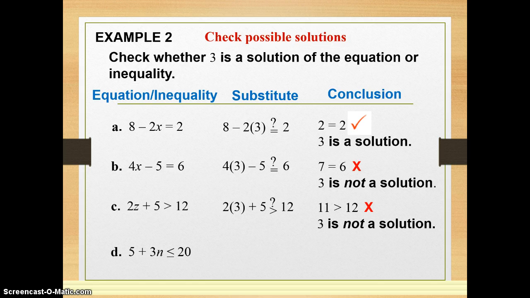D. We're given 5 plus 3n is less than or equal to 20. We will substitute 3 in for n and follow order of operations. 3 times 3 is 9. 9 plus 5 is 14. So the question is 14 less than or equal to 20? Yes, 14 is less than 20. Therefore, 3 is a solution to the inequality.